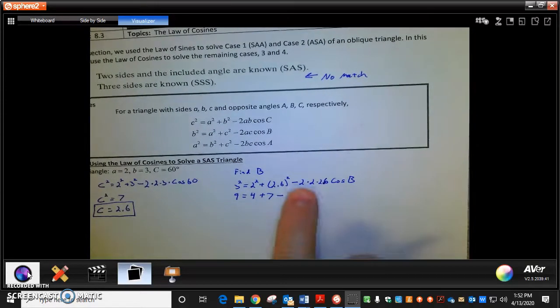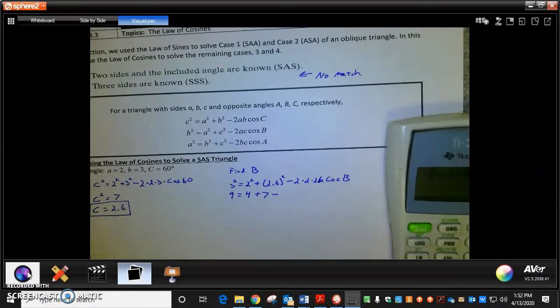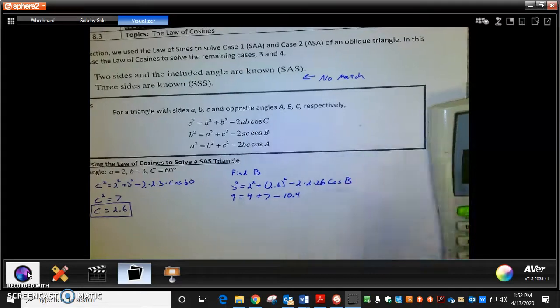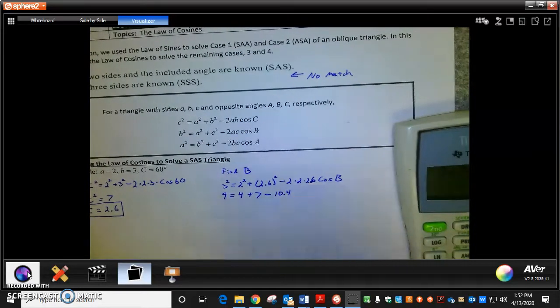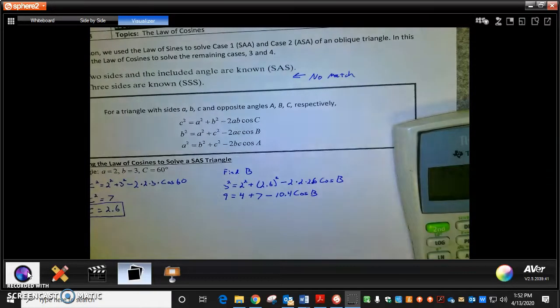Minus, and then I could multiply these things together. I could take 2 times 2 times 2.6, and that's 10.4. Now, that 10.4 is still multiplying the cosine of b. So cosine of b. Now, this is where people are going to run into trouble.